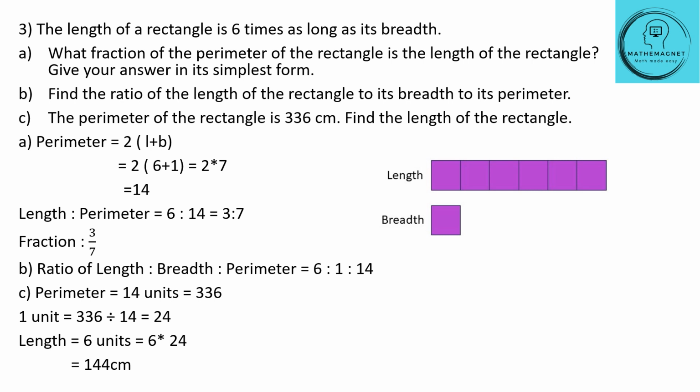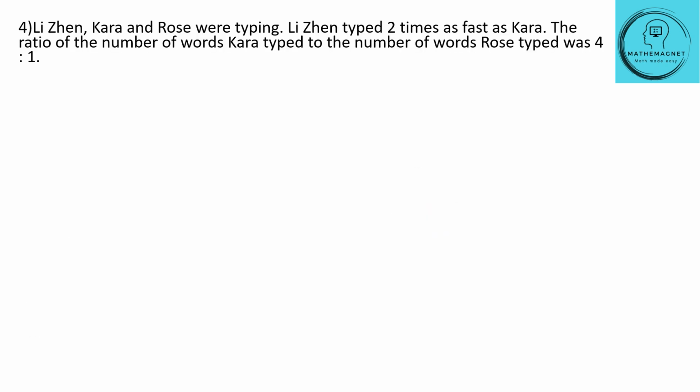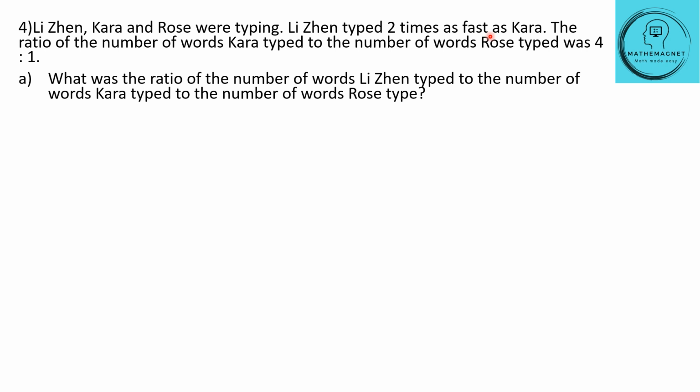Question 4. Leeson, Kara and Rose were typing. Leeson typed 2 times as fast as Kara. The ratio of the number of words Kara typed to the number of words Rose typed was 4:1. Now question A. What was the ratio of the number of words Leeson typed to the number of words Kara typed to the number of words Rose typed?